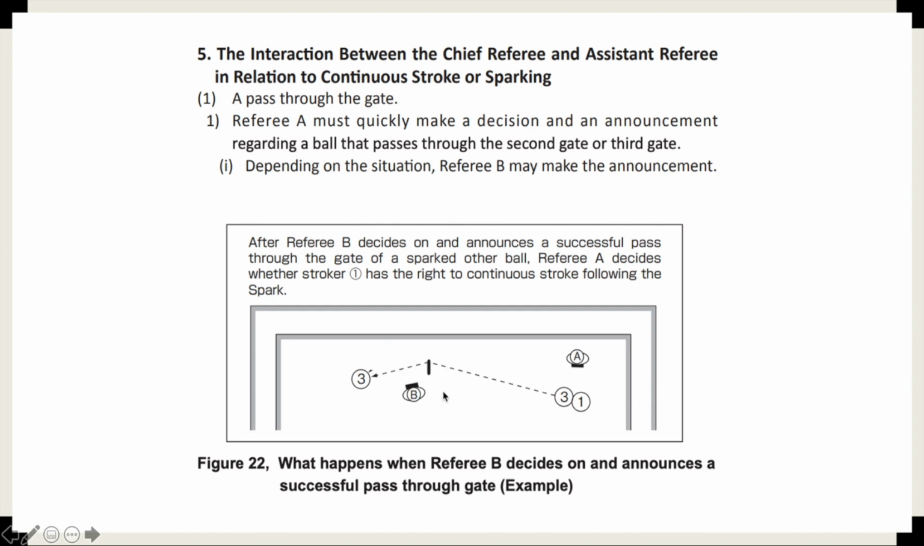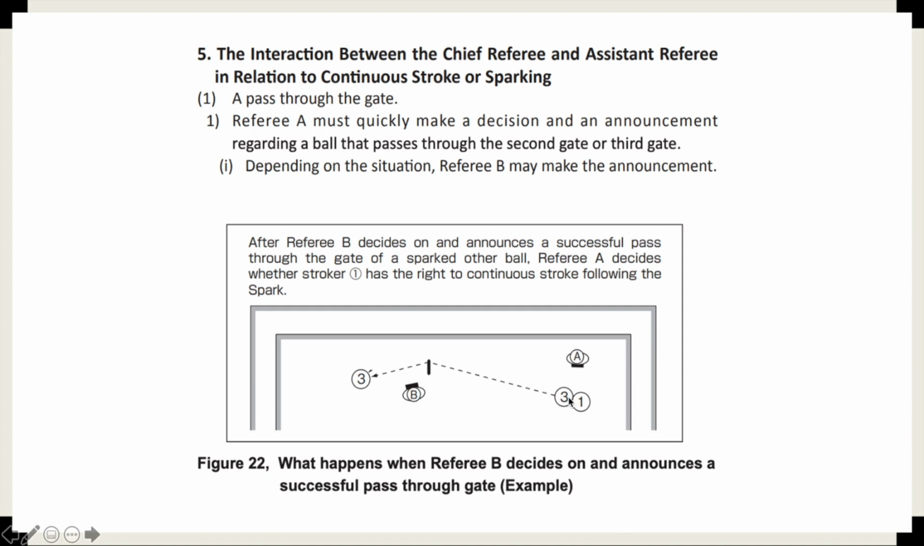So, it's referee B's responsibility to make the decision as to the movement of the ball. So we can see that ball 3 clearly passes over the gate line. Referee B would stop and would assume the initial position before calling 3番第2ゲート通過 to indicate that ball 3 has passed through gate 2. And referee A's responsibility is to judge whether the spark was legal.